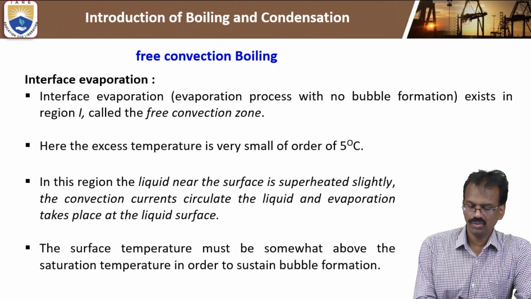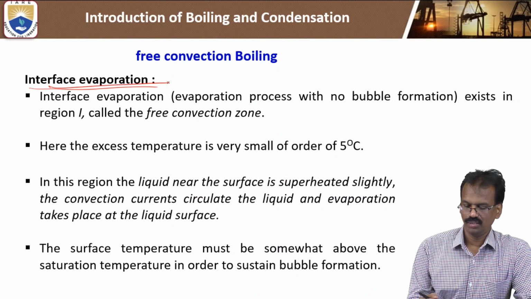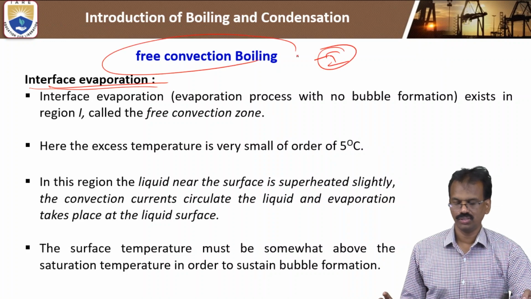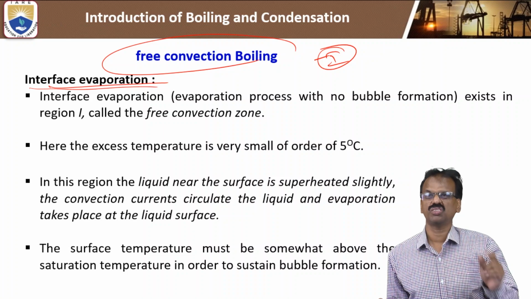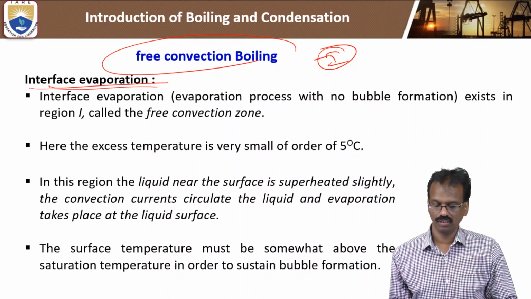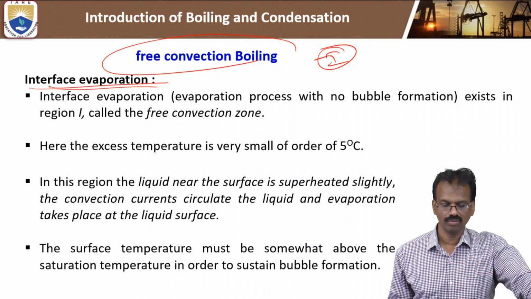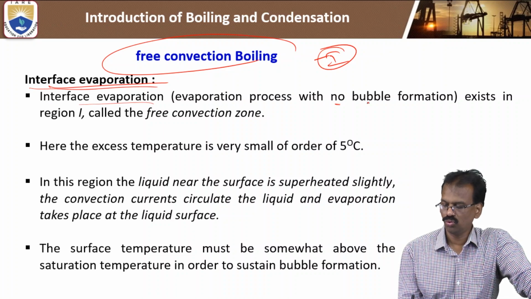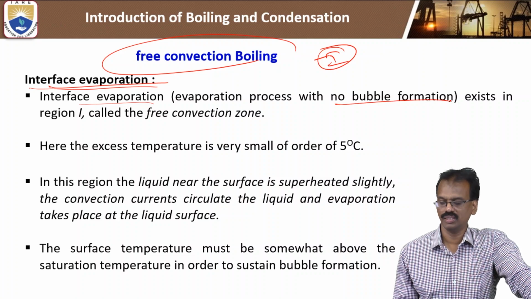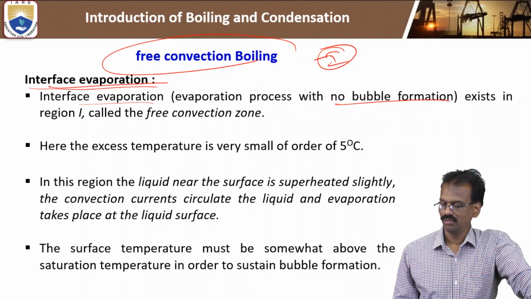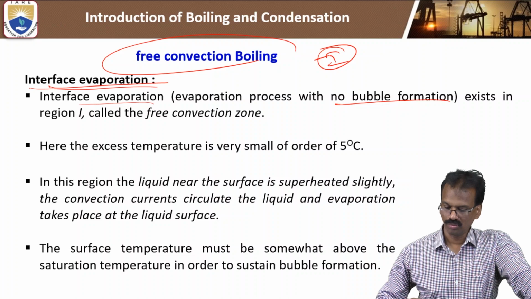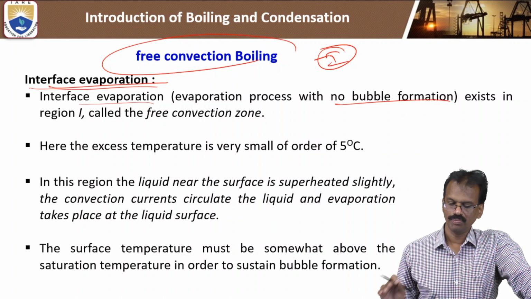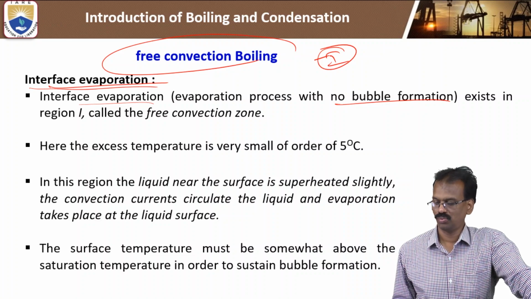First one is the interface evaporation. It means the free convection process, phase 1. We'll see three phases: one is free convection, next is nucleate boiling, and the third one is film boiling. First, interface evaporation with no bubble formation. Here we don't see any bubble formation, but heat transfer takes place from the solid surface to the liquid. At the top of the liquid surface, you will see the evaporation process.